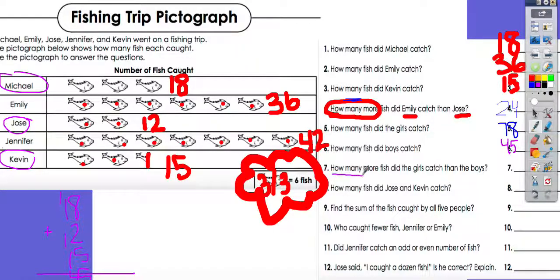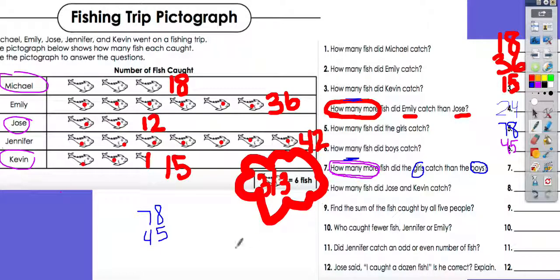All right, how many more? What does that mean? What does how many more mean? Minus the minus. How many more fish did the girls catch than the boys? All right, well, do I know how much the girls caught? I do. Look how much the girls caught. The girls caught 78. How much more did the girls catch than the boys? Well, the boys caught 45, remember?